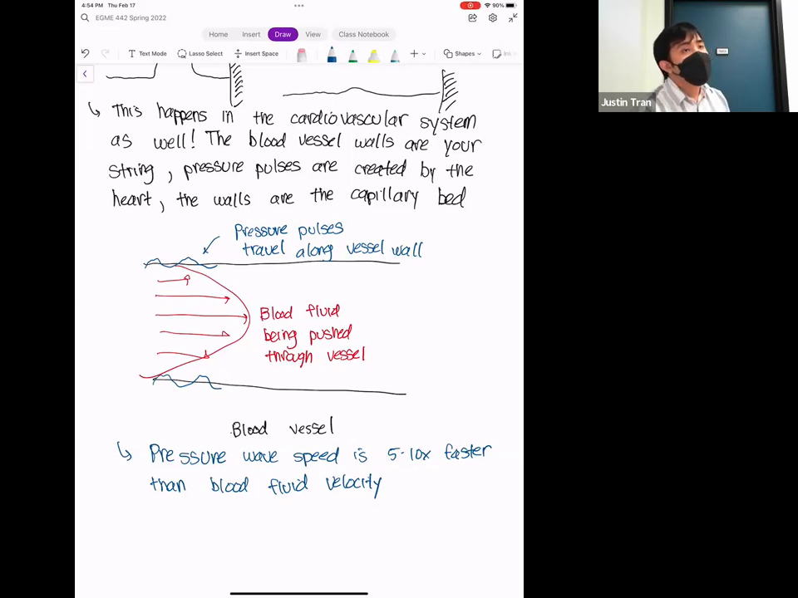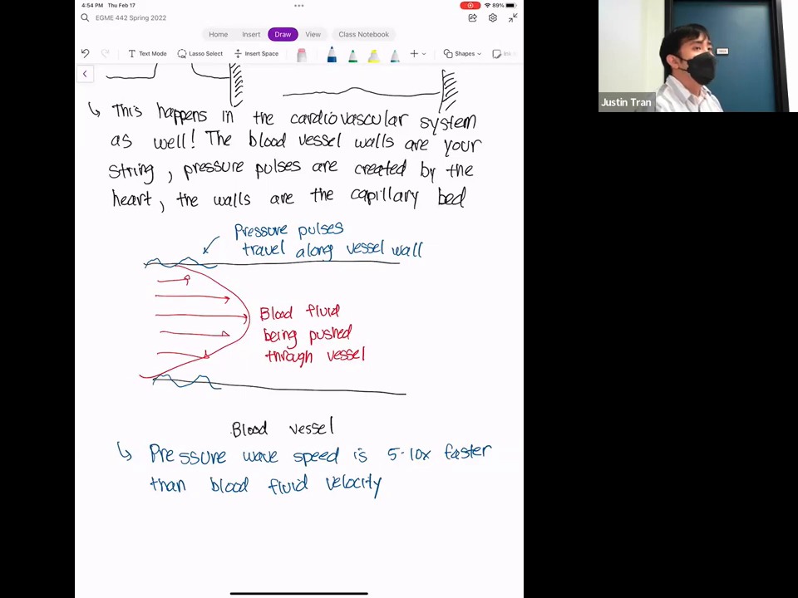Just to follow up, is the pressure wave speed ever going to be at the speed of sound? No, it doesn't get that fast. It's definitely a lot faster than your blood flow speed, but it doesn't get up to the speed of sound.